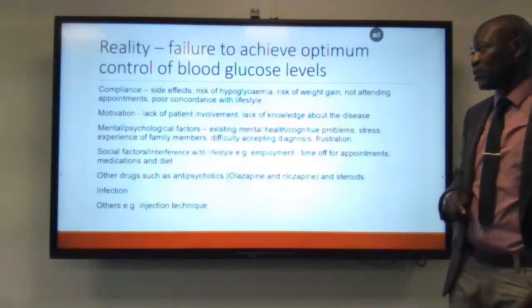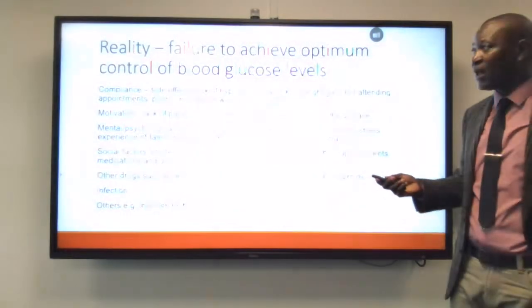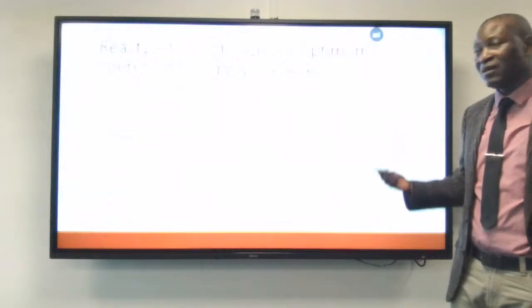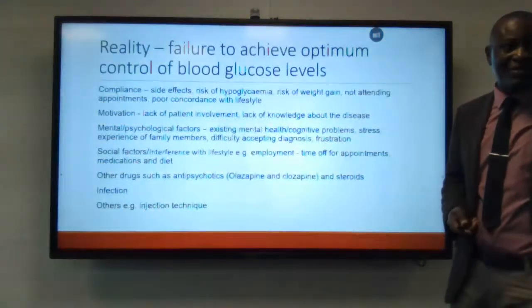And these are some of the reasons. Compliance: there's a lot of literature on compliance. Again, they may be worried about side effects.